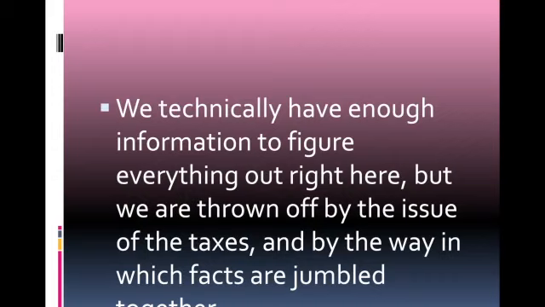Now, you technically have enough information at this point in the story to figure everything out right here. But we're thrown off by the issue of the taxes. Why is the story about the taxes we learned about in the first part of the story unresolved? And we're also thrown off by the way in which the facts are jumbled together by the author.